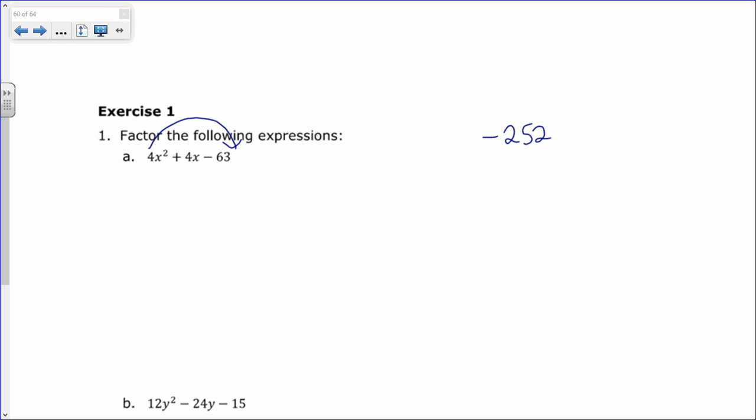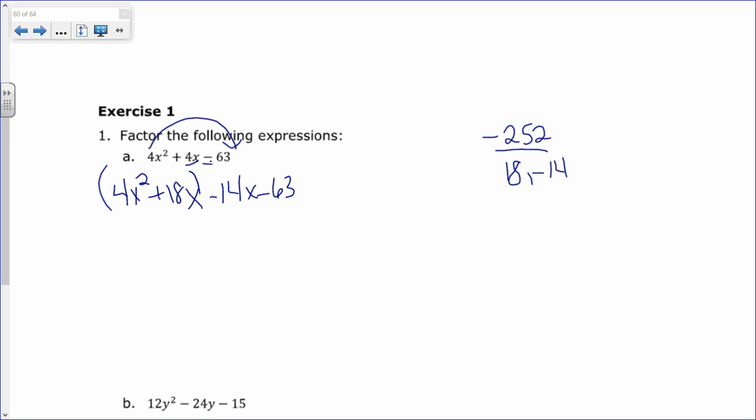Now 252 is a large number, so I took the liberty of looking up the factors that I needed on the calculator. I did 252 divided by x, and then I looked for my pair that subtracted to give me 4. Since I was looking for such a small difference, I needed to find two numbers close to each other. The factors that I got were positive 18 and negative 14. So when I rewrite this, I have 4x squared plus 18x minus 14x minus 63.